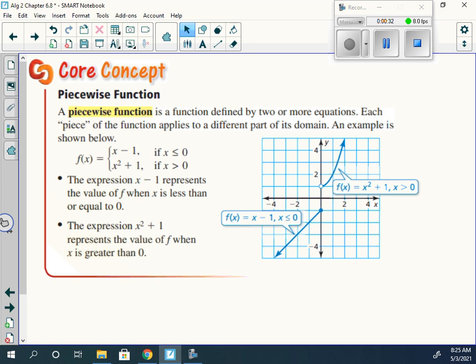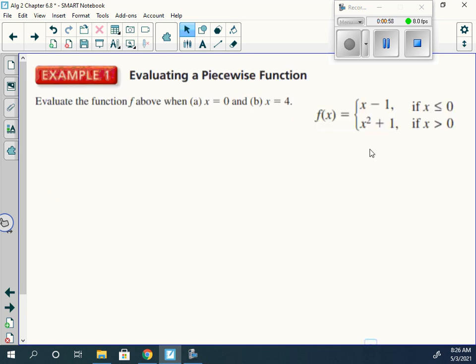So depending on what the value of x is will depend on which function that we use. So the expression x minus 1 represents any value of f when x is less than or equal to 0. So if we're talking about negative numbers or 0, we're using the top equation. Now if we're talking about numbers greater than 0, then we're using the bottom equation. So whatever x is will depend on which function that we use.